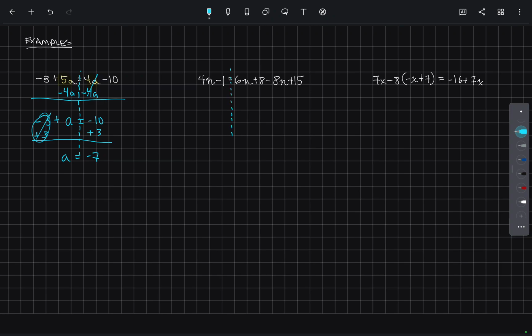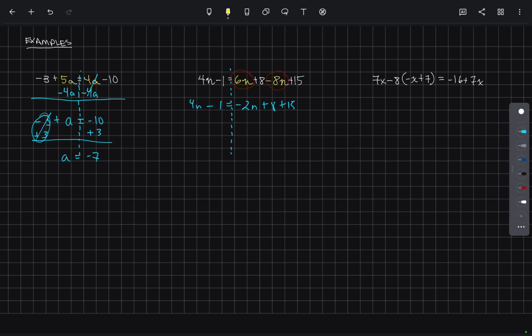You can see the difficulty of the problem is increasing. Looks like we've got some like terms before we start shuffling anything around. Let's go ahead and highlight those like terms. There's a 6n and a negative 8n. Let's just circle them with their signs. Positive 6n, negative 8n. Going to again combine those. 6 plus negative 8 is negative 2n, plus 8 plus 15 equals 1 minus 4n.